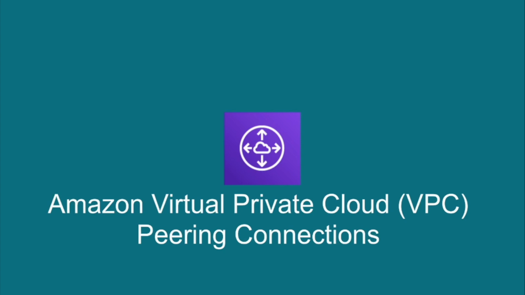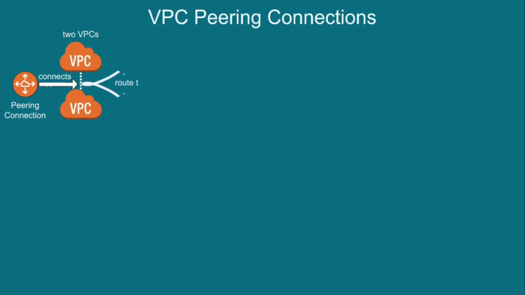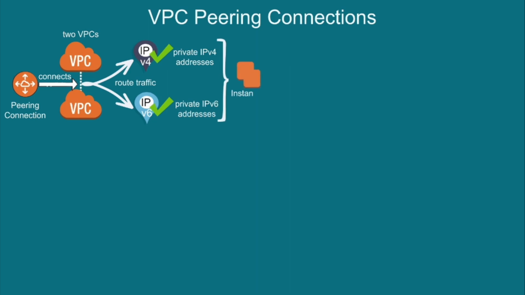on Virtual Private Cloud, VPC, peering connections. A VPC peering connection is a networking connection between two VPCs. This connection enables you to route traffic between your VPCs using private IPv4 addresses or private IPv6 addresses. In this way, instances in either VPC can communicate with each other, as if they were on the same network.